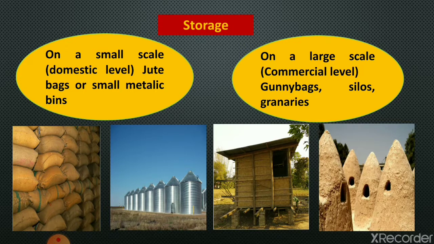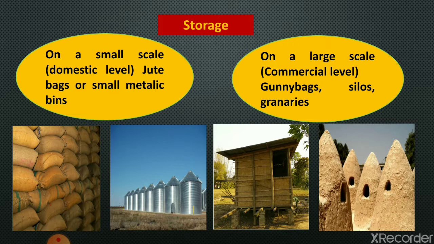So first of all, moisture should be removed. First they are dried, and after that they are stored properly. They are dried in the sun to remove excess moisture, and then the seeds or the grains are stored properly. During the storage process, food grains need to be protected from rats, worms, or other insects.